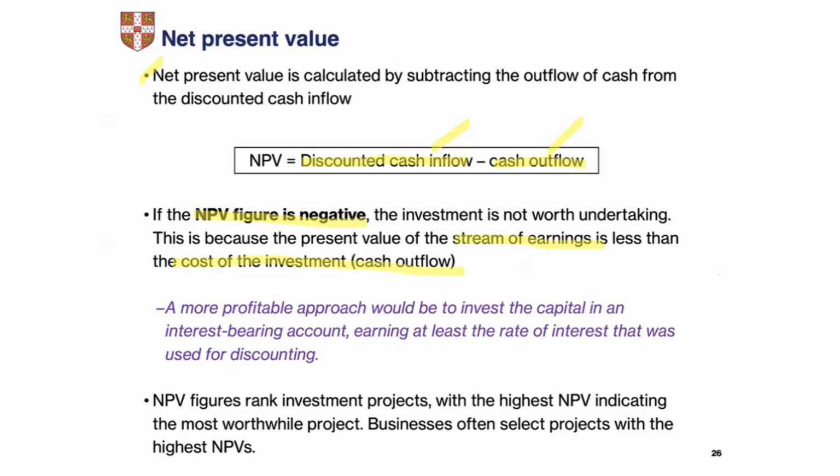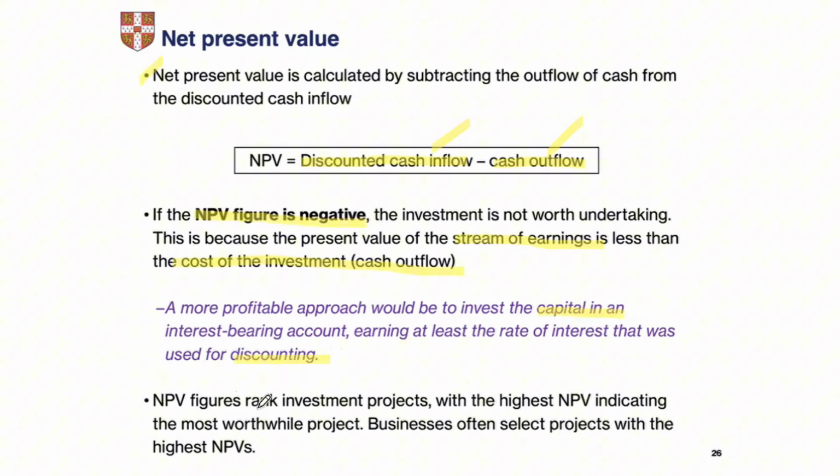Instead of wasting your money this way, a more profitable approach is to put that capital, if it is $500,000, in an interest-bearing account, earning at least the rate of interest that was used for discounting. So instead of spending that money on that investment, keep the money you have, put it in an investment account or a savings account with at least the minimum rate that was used for discounting. That would be a better use of our money instead of putting it into an investment that will give us a negative net present value.